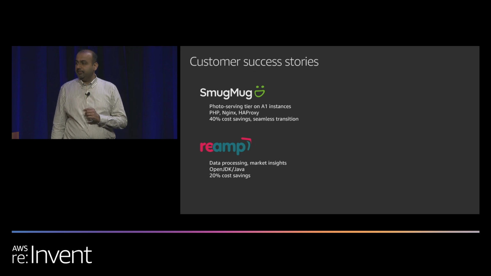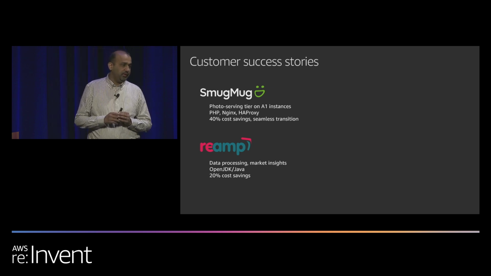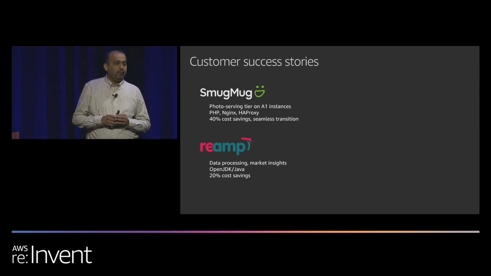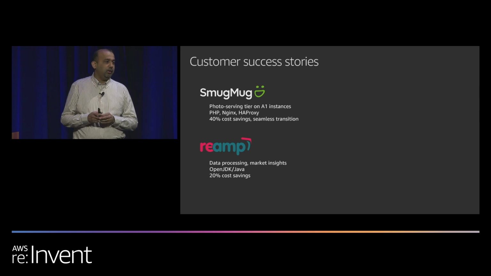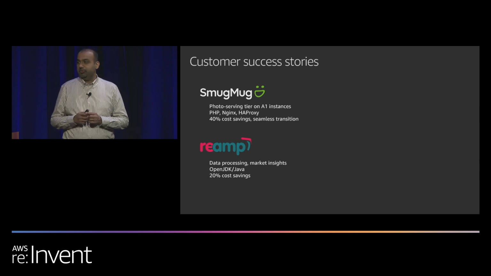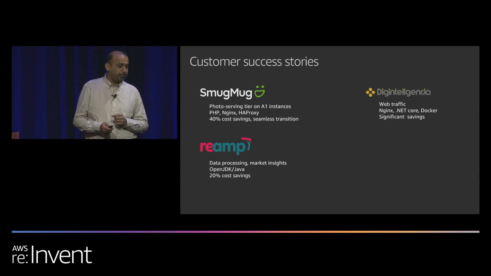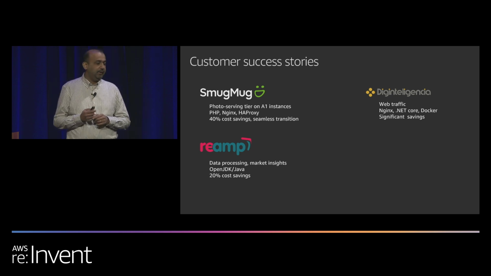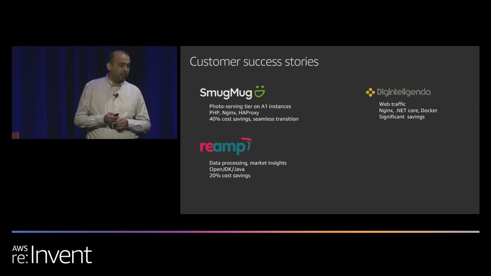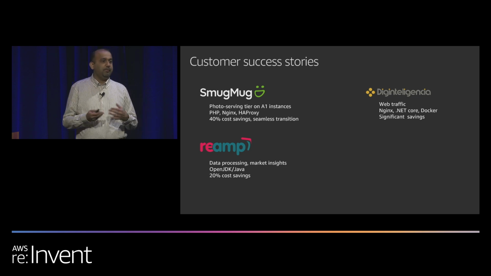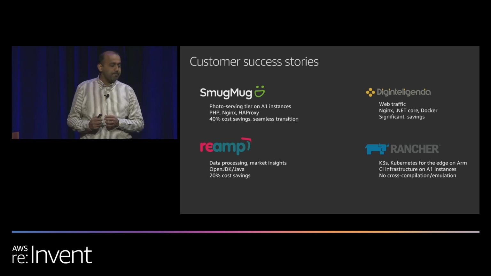Another example here is Reamp, a company based out of Brazil that helps their customers develop better marketing insights. For their data processing workloads, which again is a very good scale-out workload example, they were able to get their OpenJDK application to A1 and save 20%. DigiIntelligentsia is another example, an IT company based out of Mexico. They use their web traffic on A1, so that's Nginx, .NET Core, as well as Docker. All of these are extremely well supported on the 64-bit ARM architecture, and that delivered cost savings for them.